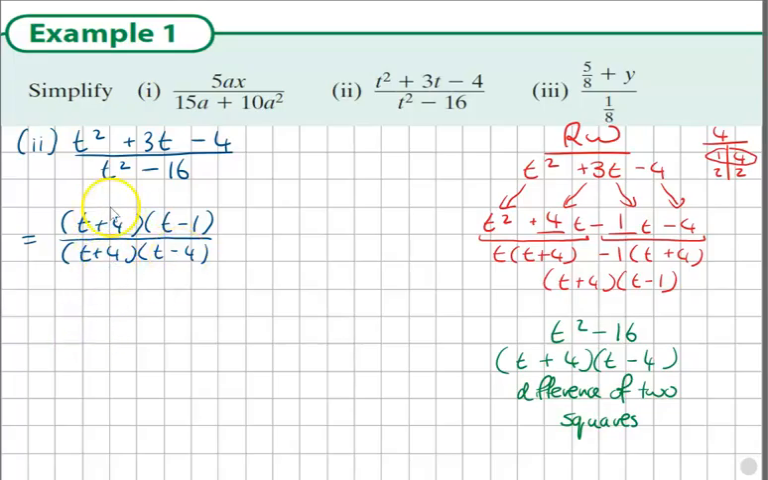Now hopefully you notice we've got a common factor above and below, so we're going to cancel out the t plus 4's. So we're left with t minus 1 over t minus 4.